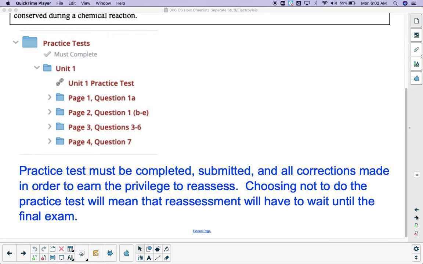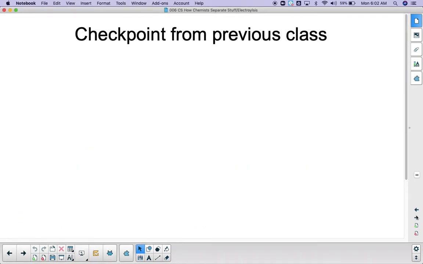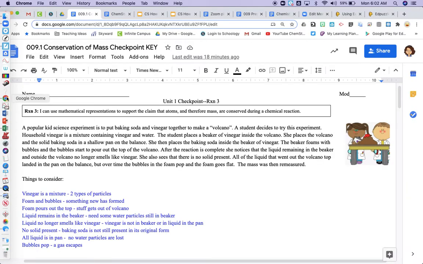The other thing we need to do in preparation for your test is go back and look at that checkpoint that you took in your last class about the little kid's volcano and the formation of precipitate reaction. While I can't get this back to you because of our current condition, we should look at this so that you have some idea what a proper answer for this would be. If you need to pause the video at this point to read the question, feel free to do so.